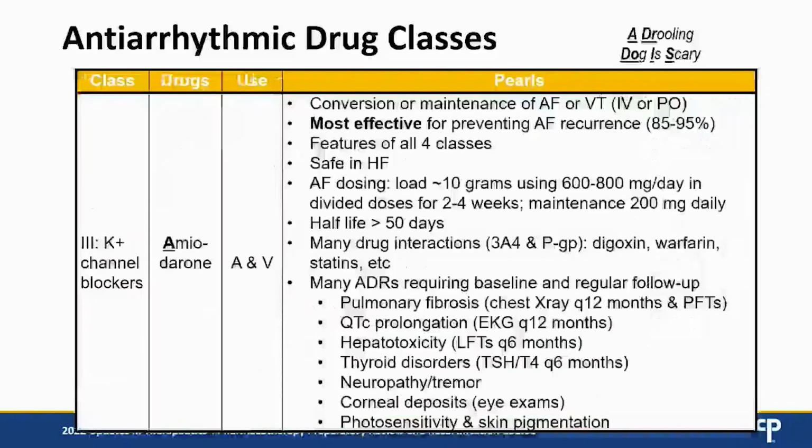Okay, so that's class 1A, B, and C. Now we're gonna move to class 3. The most common drug that we probably all have the most experience with here is amiodarone. So amiodarone is very effective for conversion and maintenance of normal sinus rhythm in AFib or VTach. It comes IV and PO. It is up to 95% effective at preventing AFib recurrence.